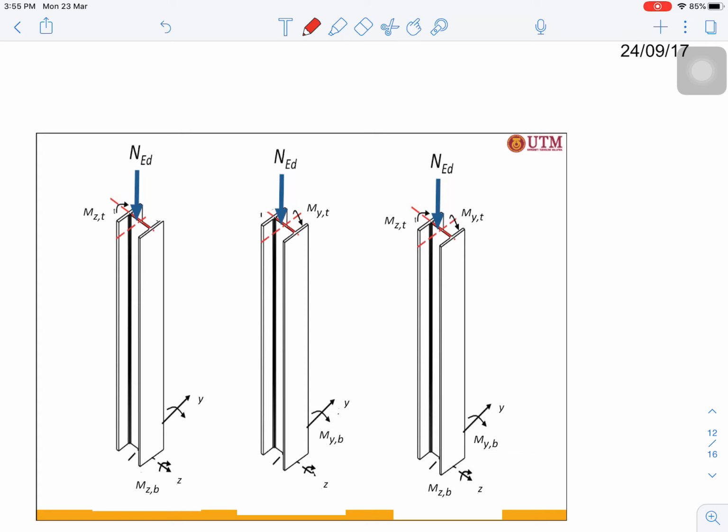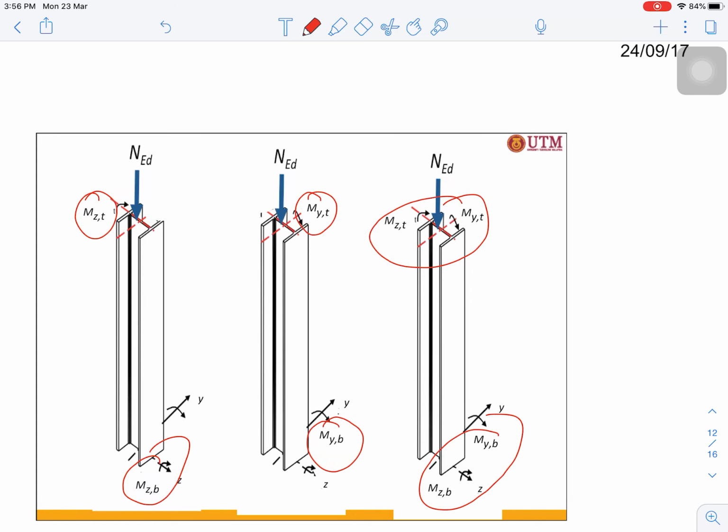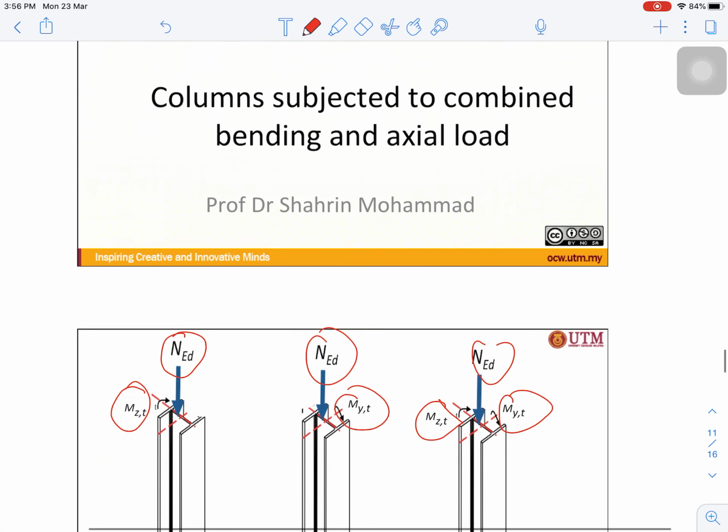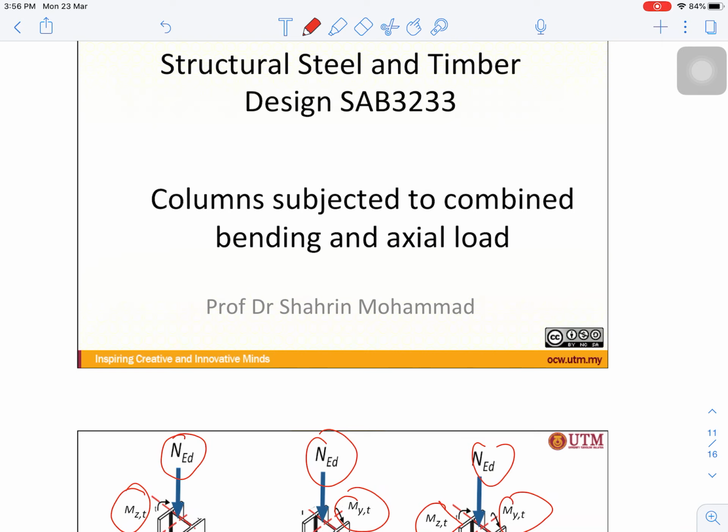Another type of failure is where there is a moment at the z-axis, and also a moment at the bottom of the column here, and again a moment at the top on the y-axis and at the y-axis at the bottom. The third one is the biaxial moment, both at the top and at the bottom in both axes. So these are the types of failure that could happen for a column subjected to combined bending and axial load.